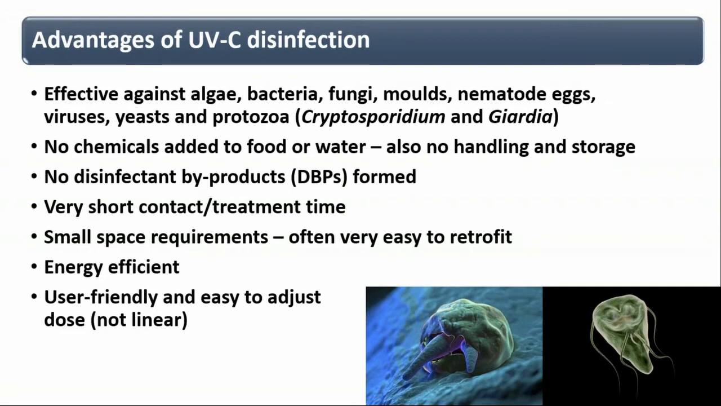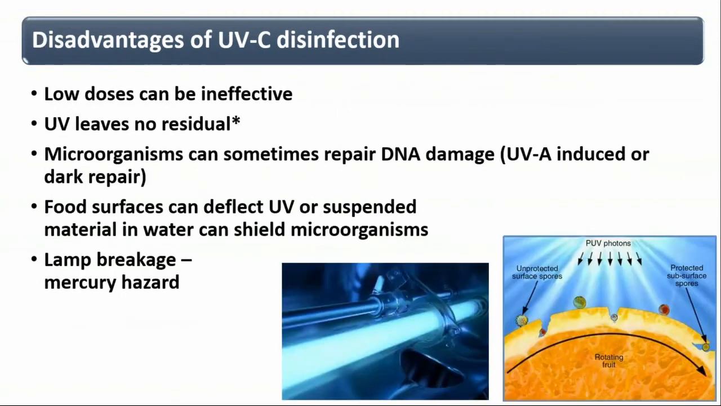They're very energy efficient, and I'm sure Bastian will elaborate on that in his presentation, and very user-friendly to use, and it's a lot easier to adjust the dosage, which is also not linear. So in chemical dosing, if you need twice the killing power, you need to add twice the amount of chlorine or whatever disinfectant it is. In UV, it is not quite that linear, which is another example. There are some disadvantages, which we'll see on the next slide.